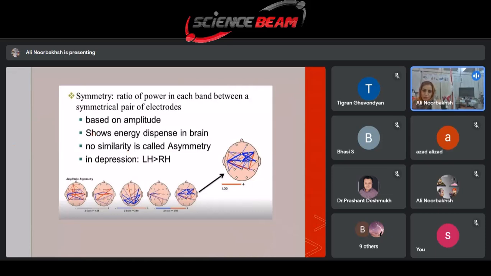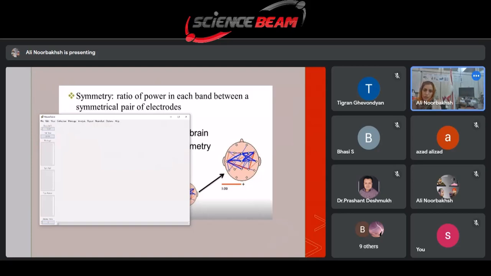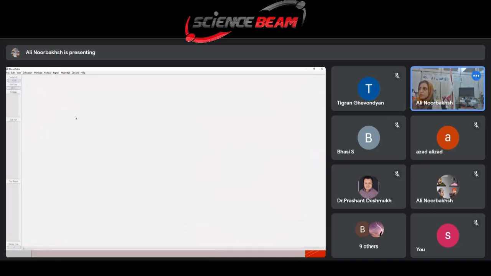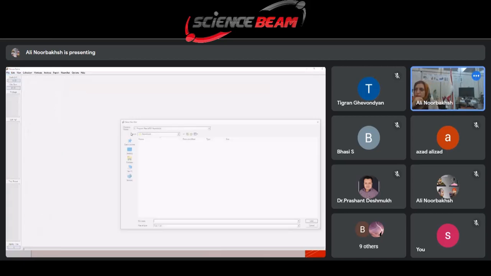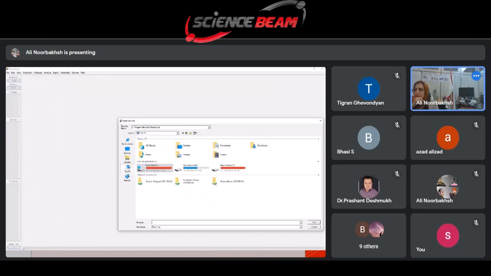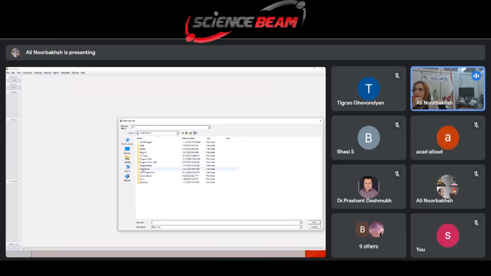After that, we should go to the NeuroGuide software. This is the NeuroGuide software. For getting a brain map, we should go to this software and select this, open, and text file. And again, we should select the name of the client. The name of the software is Science Beam. You cannot see this page. Wait a minute, please.